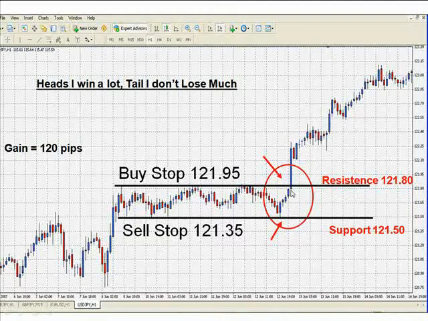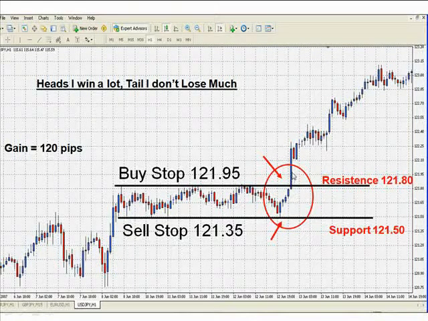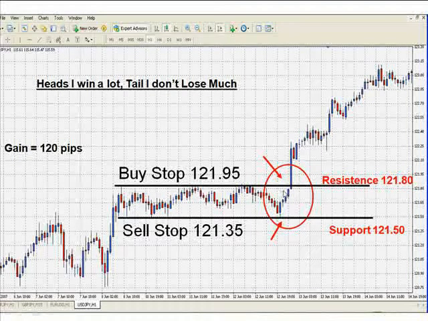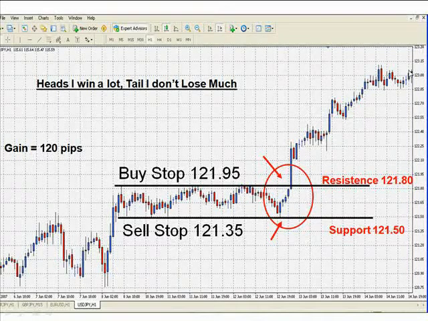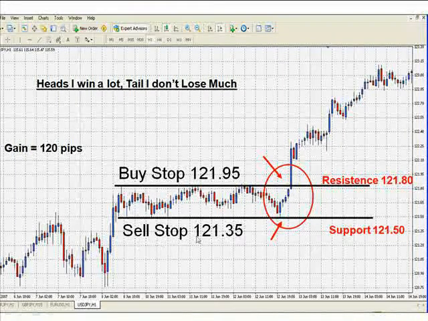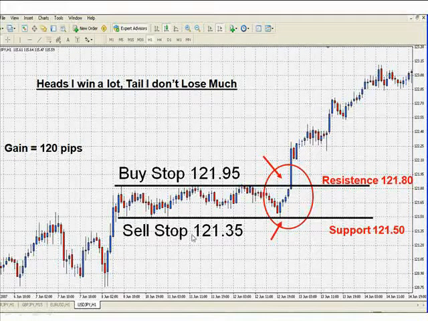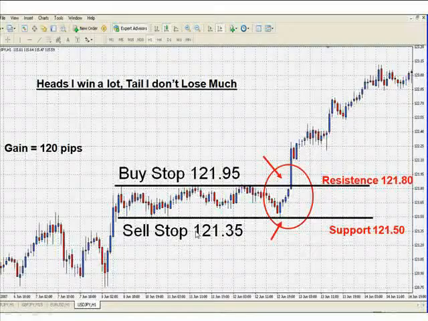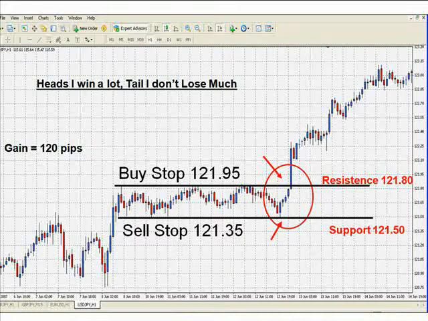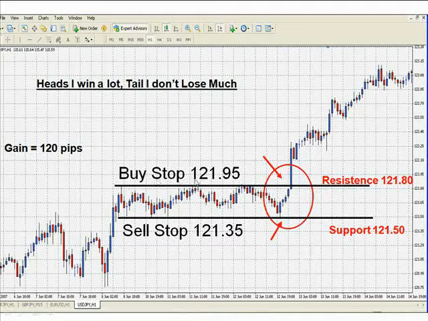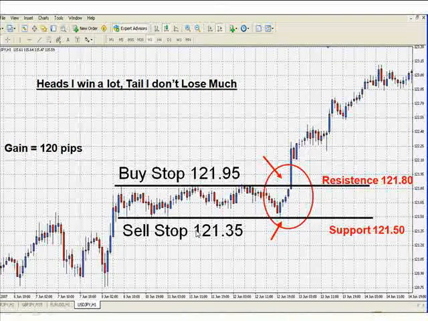Now you notice the currency breaks out from the resistance line and it's going up. So in this case your buy stop order will get executed. Your sell stop order will still be in the system. So when the currency goes up, you have to manually come and cancel the sell stop order. Some brokers support something called one cancels the other, which means when the buy is executed, the sell gets automatically cancelled. But for some brokers, you have to manually come and cancel the sell stop order.